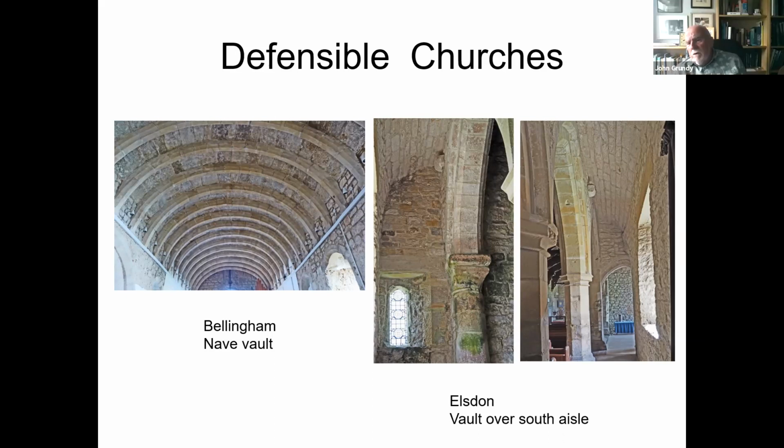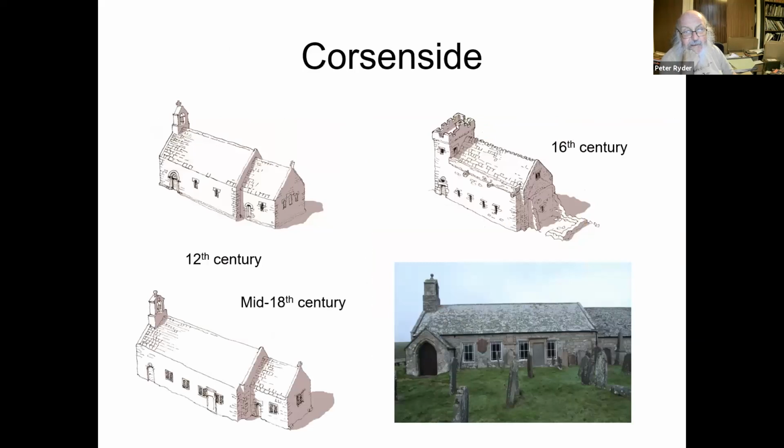Have you anything else to say about defensible churches? Or are there any other examples that we're going to come up and look at? Well, if we go to the next one, we'll see one that, again, this is Corsenside. Beautiful little unimproved church. Do you know it? Yeah. And here are some early construction drawings.